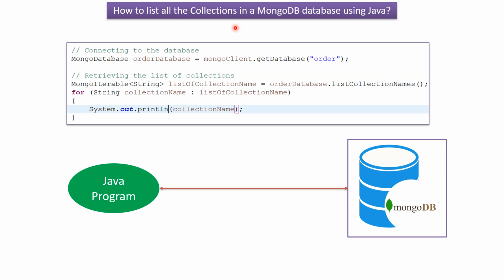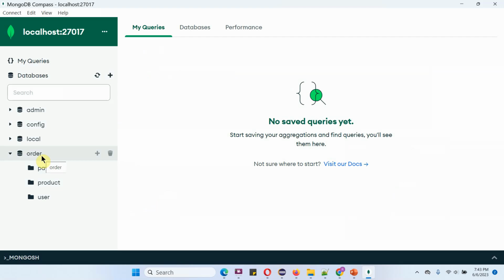In this video tutorial I will explain how to list all the collections in a Mongo database using Java. Here you can see the order database. It has three collections: payment, product and user. Using a Java program, we will see how to get these collection names.